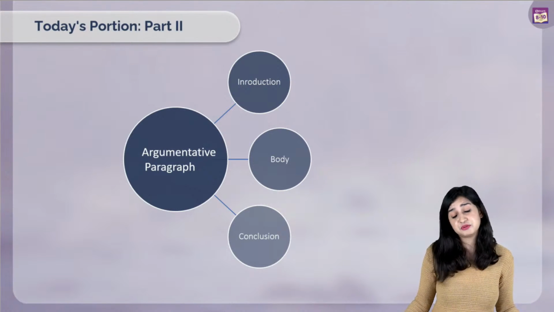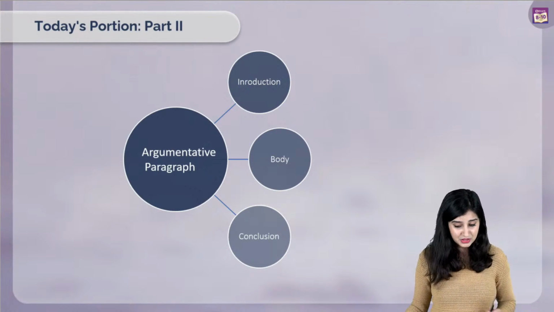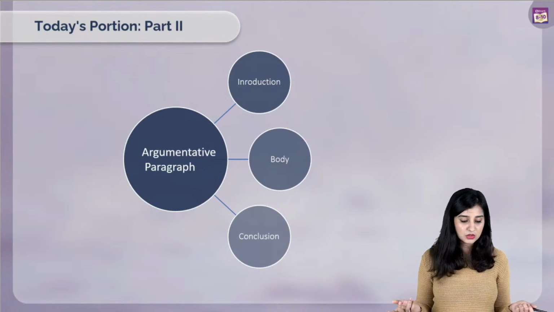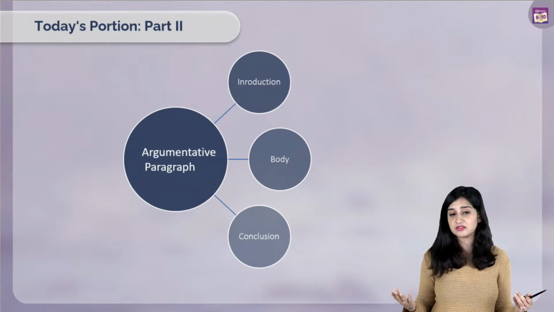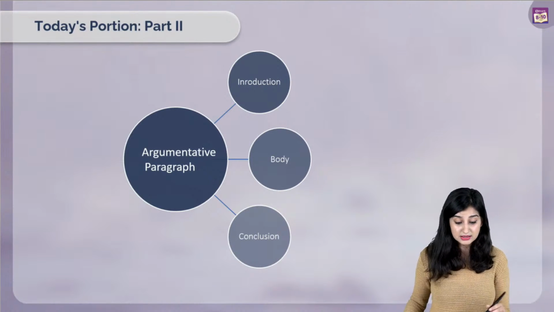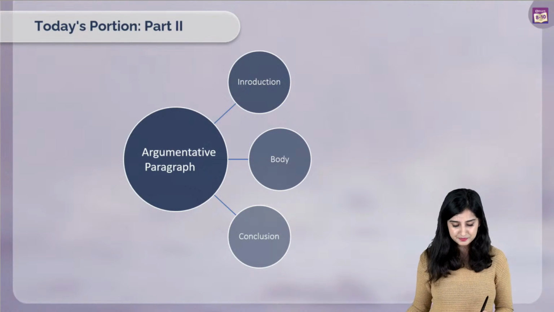So Akash loves to debate on social issues, and that's great. That's very good, Akash. Okay, so in our argumentative paragraph, we'll have introduction, body and conclusion like everything else. But remember, these are not different paragraphs. These are part of one paragraph. You just have to write one paragraph, okay?